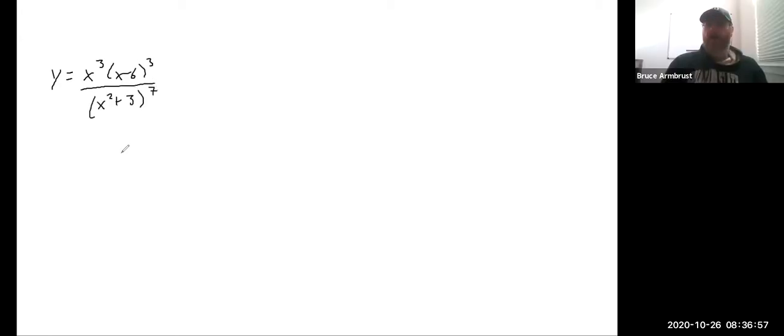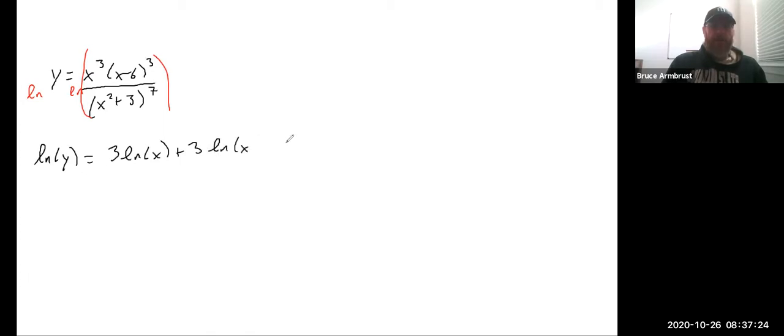Taking the natural log. Yeah, we're going to take a log of both sides and then use the rules of logarithms to expand it so that the derivatives are a lot easier. So let's think about what the rules of log say here. We're going to get the natural log of y equals 3 natural log of x plus 3 natural log of (x minus 6) minus 7 natural log of (x squared plus 3).